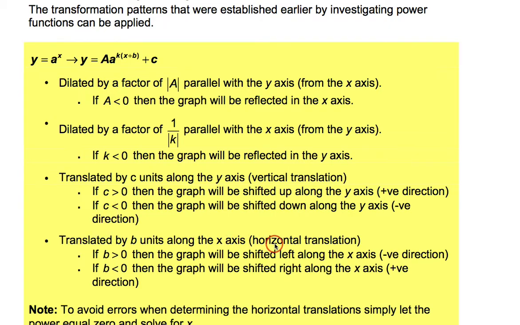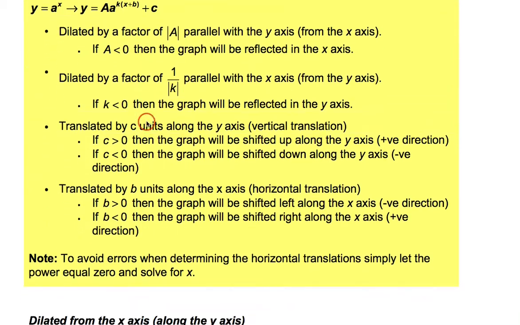Horizontal translations. The best way of thinking about horizontal translations is to just take what's inside the bracket here, make it equal to 0, and then solve for x. If x ends up being positive, as an example, say positive 2, then that represents that the entire graph has been picked up and moved 2 units along the positive direction along the x-axis. So basically, take what is up here, make it equal to 0, and if it's positive, it moves towards the right. If it's negative, it moves towards the left by whatever x is equivalent to.